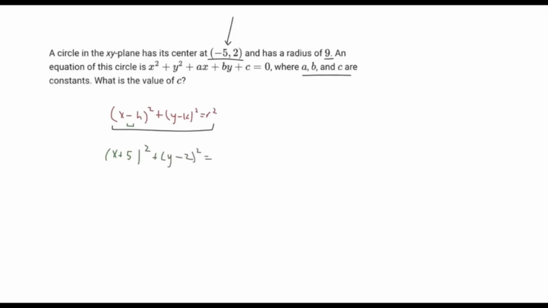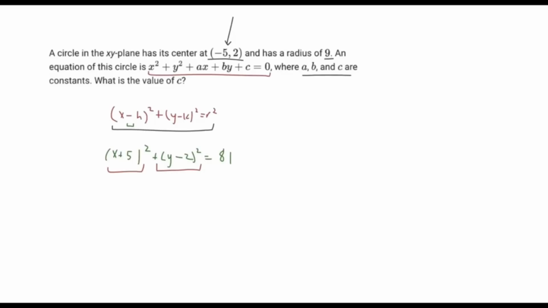squared equals the radius squared. The radius we know is 9, so 9 squared is 81. And so now what you'll realize is if we just expand this out, we have two parts here that we can expand. If we expand this out, it'll become eerily similar to the form we have here because we're going to break it up into the x squared, the ax, the y squared, and the y parts.